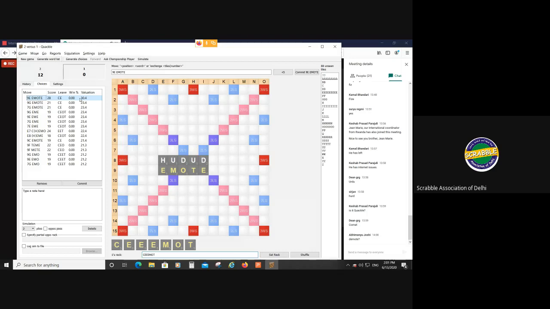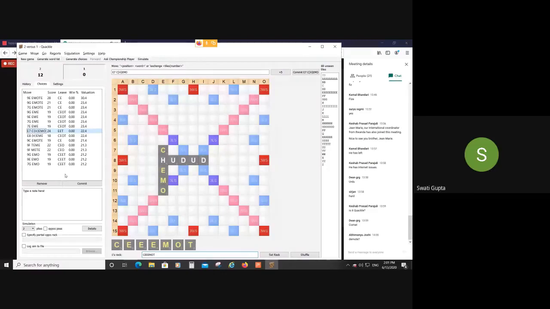So this is more for people who play competitive and know the letters, then they can play like this. The next best choice is something like this, EMO, which is a 24 pointer. I think this is the best one for us.